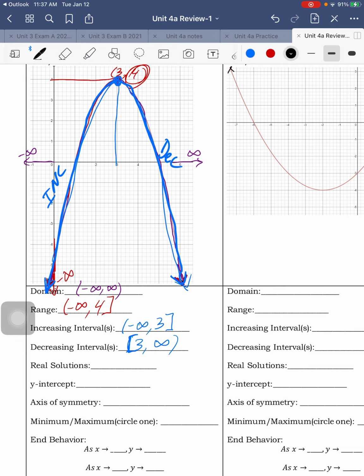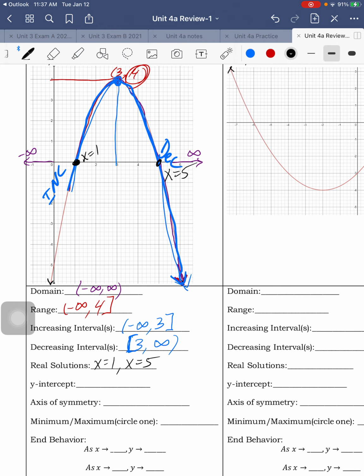Real solutions, this was something new that we just learned. A real solution is an x-intercept. So x equals 1 and x equals 5. The y-intercept is where it crosses the y-axis. Let me erase this so I can actually see what's going on. It looks like it crosses at y equals negative 5.